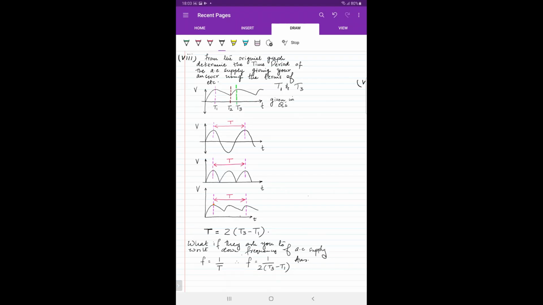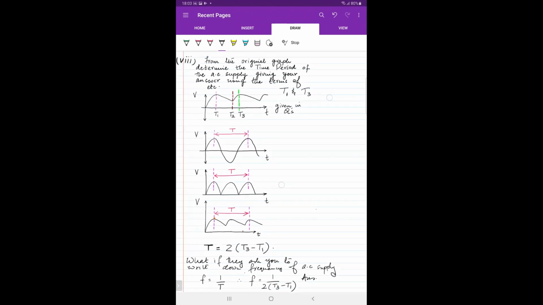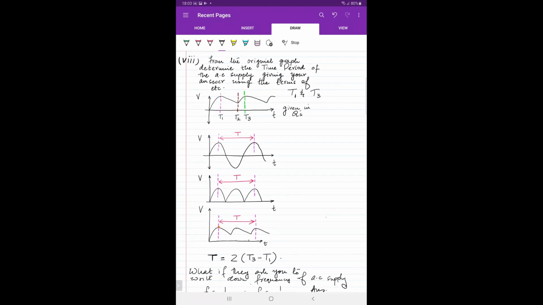This is a little difficult. So this might take some time for me to explain as well. I'll try to sort it out as much as I can. Let me just erase these graphs.